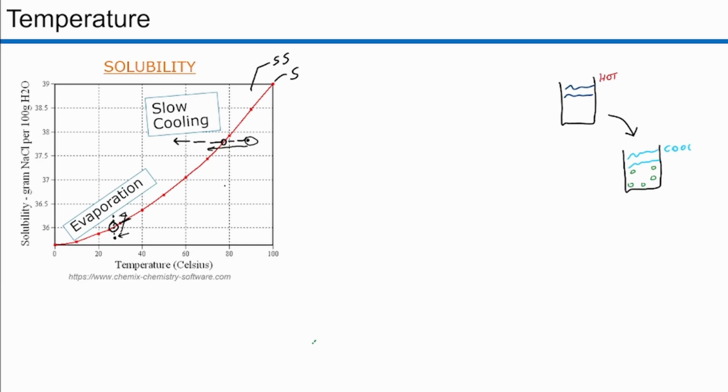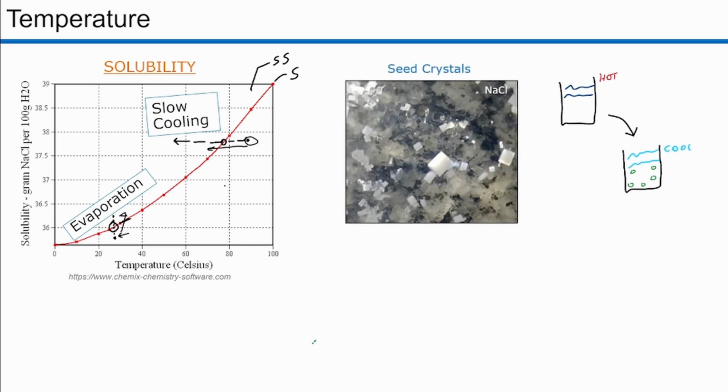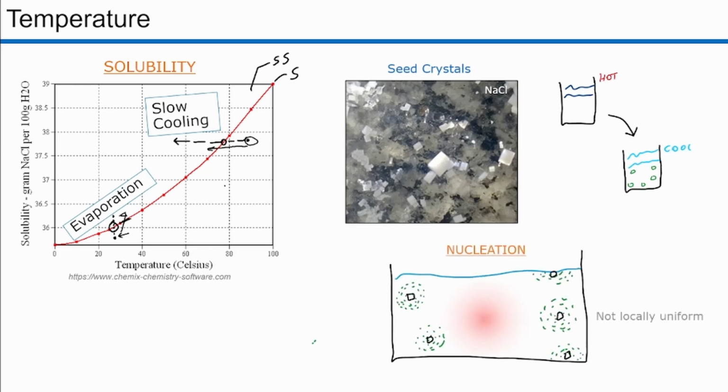This is how most seed crystals are made. We dissolve a high amount of salt in hot water, and when it cools, it forms some crystals that are later used for crystal growth. That's why they are called seed crystals. But this process of forming crystals is called nucleation.